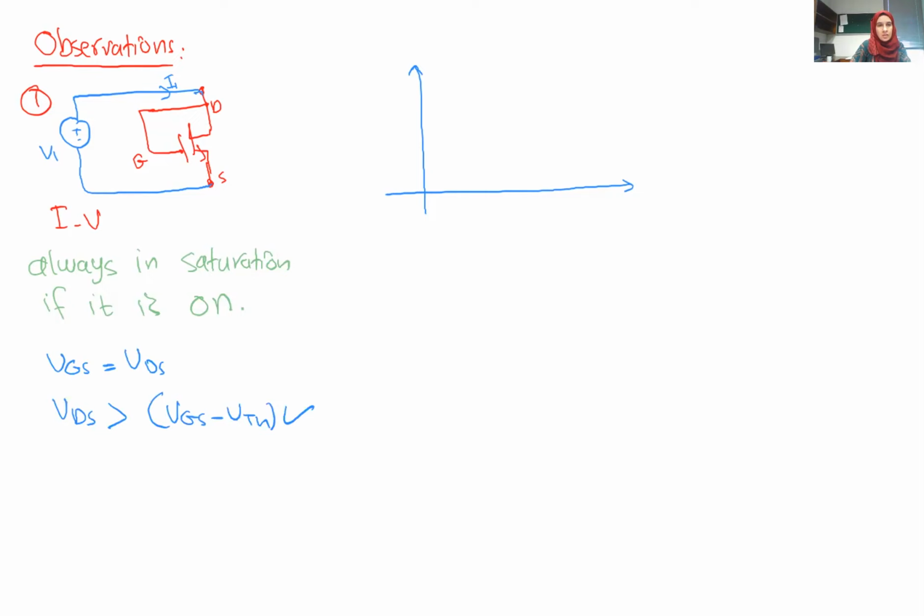Therefore, this diode connected device is always in saturation if it is on, meaning if it has a voltage applied to it that is greater than its threshold voltage. So this is V and this is I1. Until V1 equals the threshold voltage of the device, if it is below the threshold voltage, the device will not be on and there is not going to be any current.